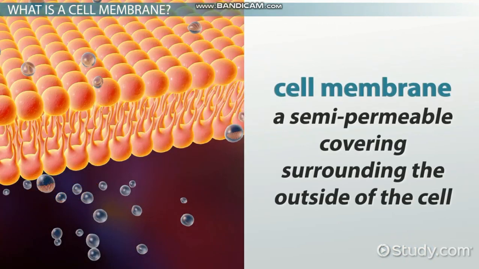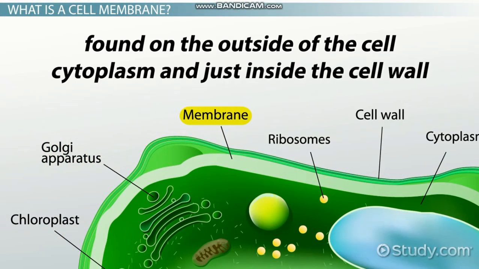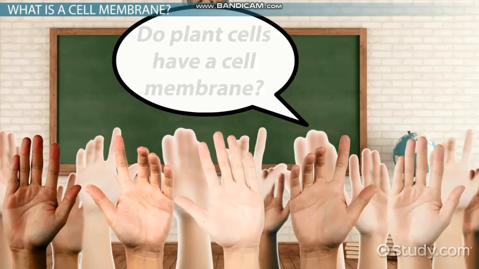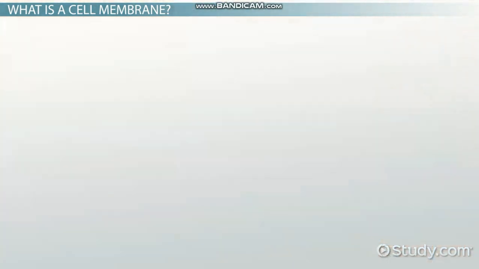The cell membrane is a semi-permeable covering surrounding the outside of the cell. Plant cell membranes are found on the outside of the cell cytoplasm and just inside the cell wall. So the answer to the question, do plant cells have a cell membrane, is yes.